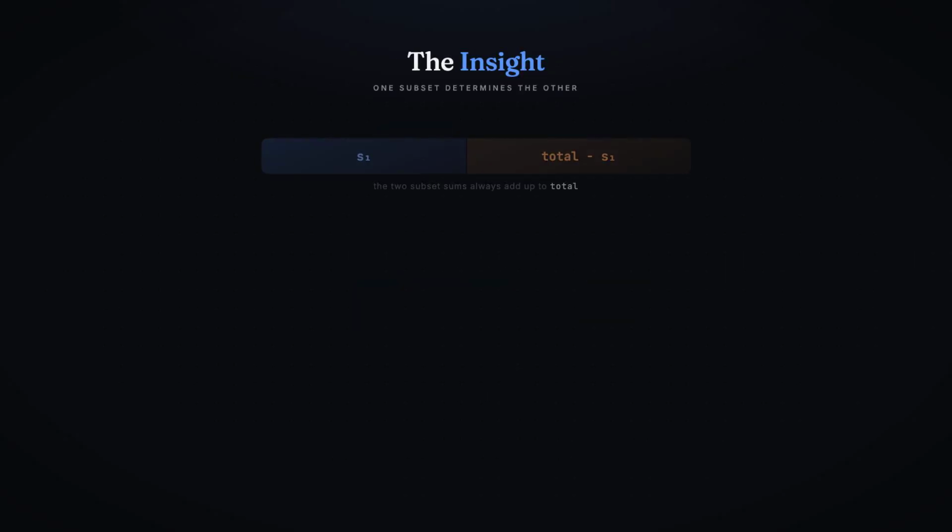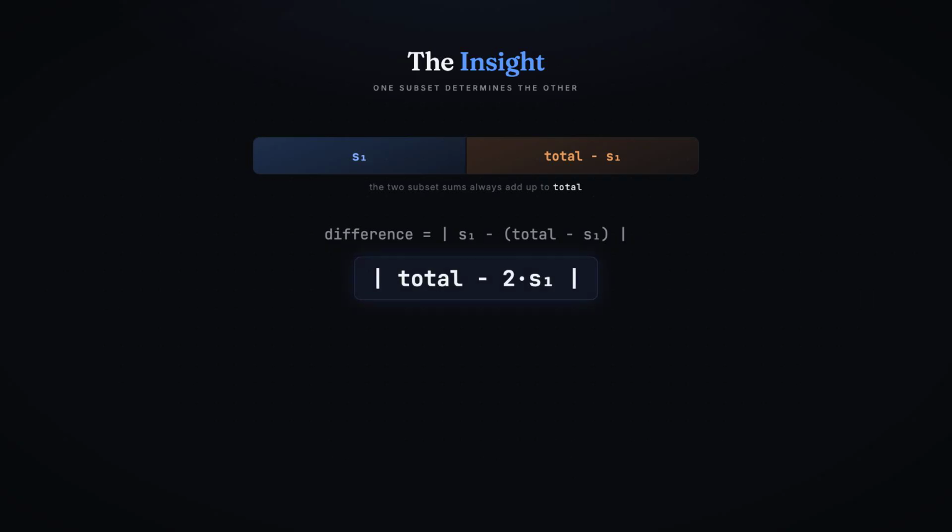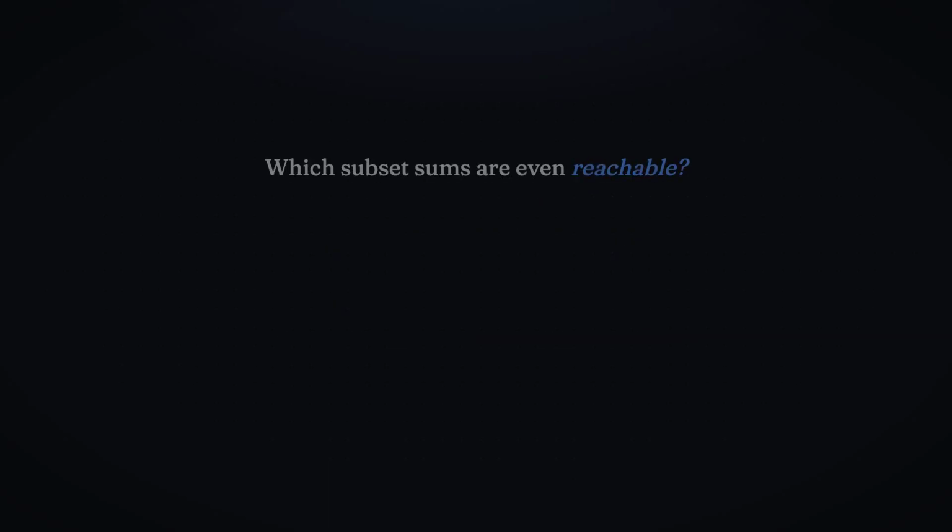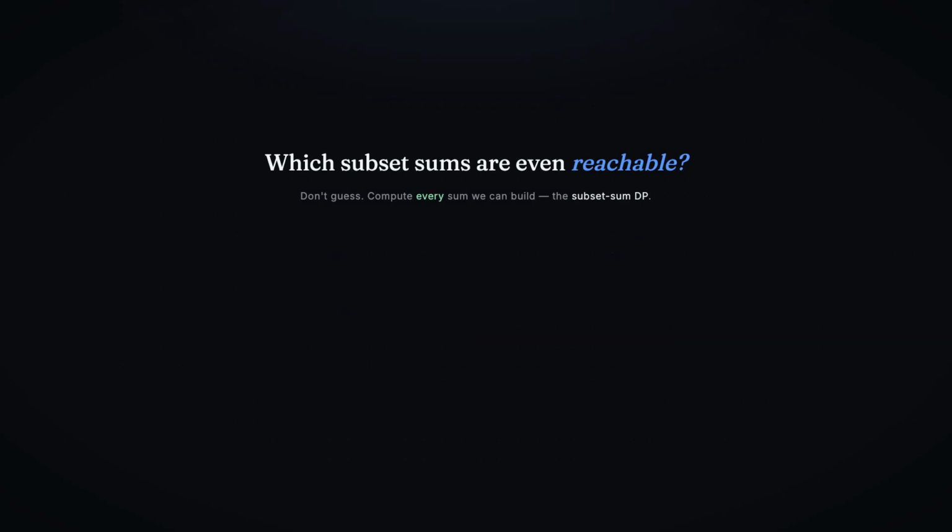Here is the key insight. If the first subset sums to S1, the other must be total minus S1. So the difference is the absolute value of total minus 2 times S1. To make this small, we just need to find a reachable subset sum S1 that lands as close as possible to half the total. But which sums are even reachable? That is the real question.